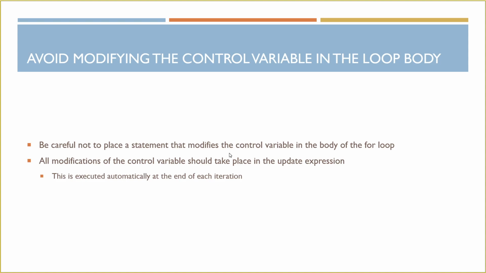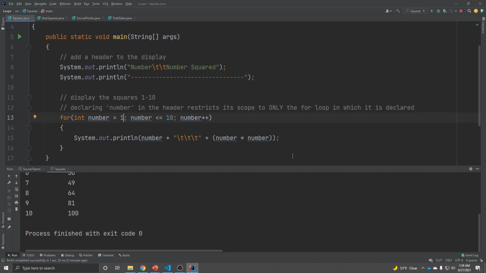Some things we want to avoid. We want to avoid modifying the control variable in the loop body. We want to avoid placing statements that modify the control variable in that for loop body. Any modification of the control variable should only take place in our update expression, and that's automatically executed at the end of each iteration. So if I go back to here, we don't want to be changing number down here. I don't want to say, okay, well now number is going to receive 4. You want to avoid modifying the value of your control variable in any way.